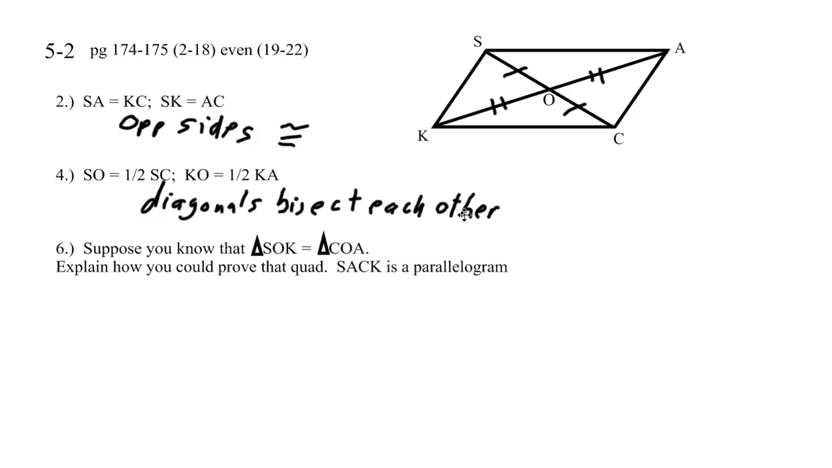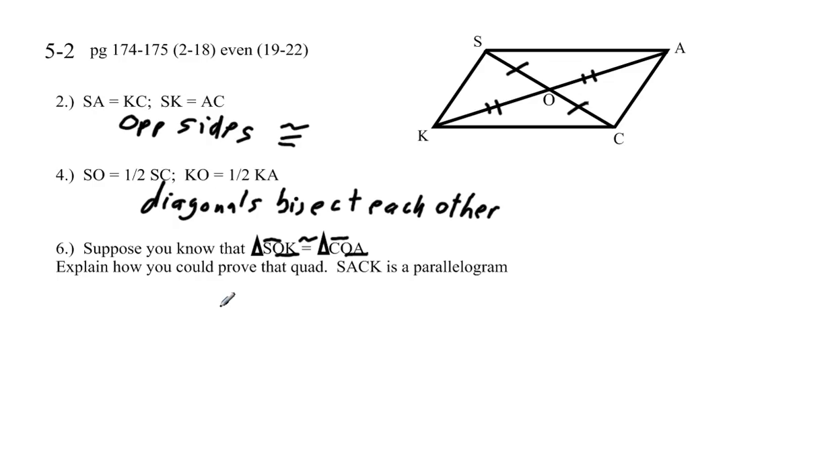Okay, and number 6 says, suppose you know that triangle SOK is congruent to triangle COA. SOK and COA, these two triangles are congruent here. Explain how you could prove that quadrilateral SACK is a parallelogram. Well, if we look here, SO on this congruency statement corresponds to CO, which means by CPCTC, SO and CO are congruent. And KO, or OK, corresponds to OA, so these two are congruent.